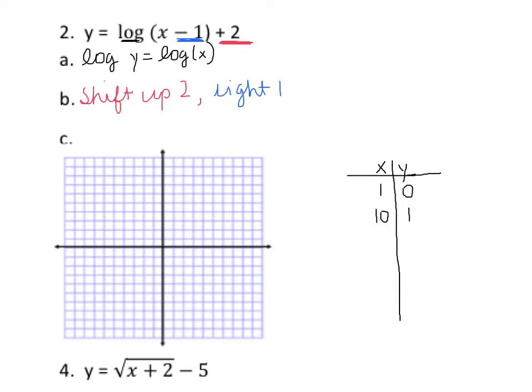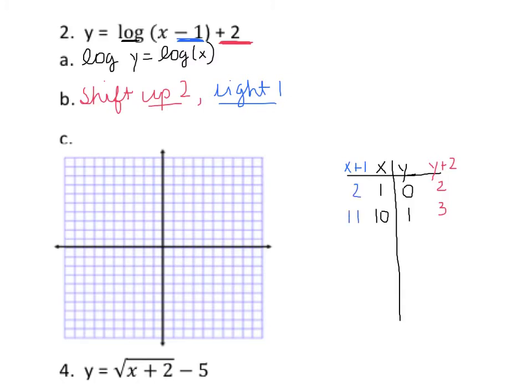Okay, so let's do that with our t-chart here. We're first going to start with the vertical shifts. Vertical is going to change your y values. So if we're going to move up 2, then we're going to add 2 to them. That's going to make 0 go up to 2, and it's going to make 1 go up to 3. Now we're going to look at our horizontal values, and they're going to move to the right 1, so the x values are going to get 1 added to them. So 1 plus 1 is 2, and 10 plus 1 is 11.